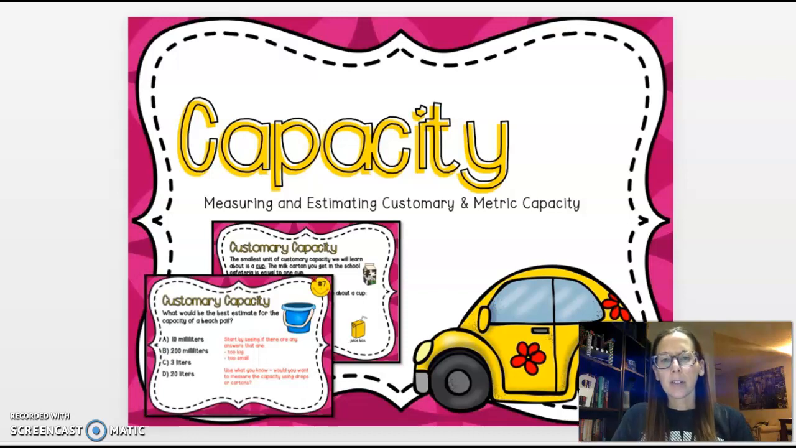All right, third graders, we are still in our measurement unit, but instead of doing inches for length, we're going to be moving on this week and working on capacity. Okay, so in the United States and in our school, we are only going to be measuring and estimating the customary units of capacity. We do not have to worry about the metric system.